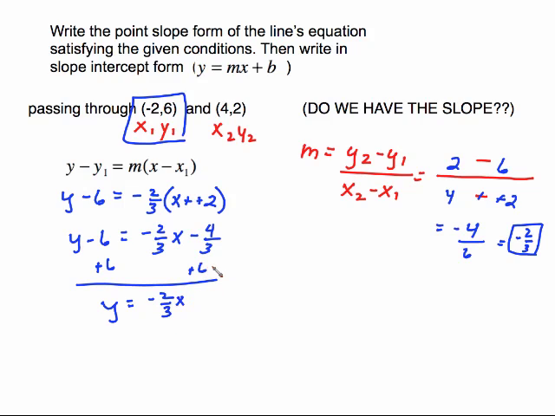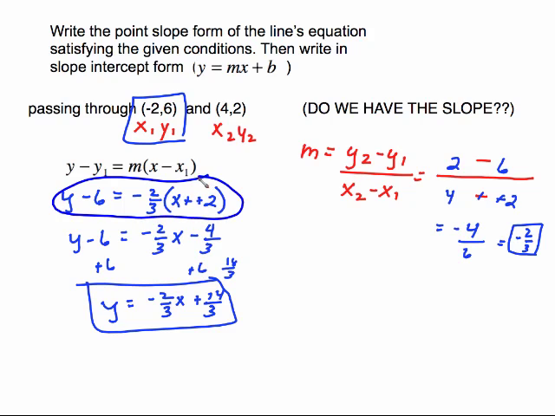If you have to get a common denominator, the common denominator is 3. And then 6 would be the same thing as 18/3. So negative 4/3 plus 18/3 is 14/3. But if your calculator does fractions, you don't have to worry about doing that common denominator stuff. So here is your point slope form, and here is your slope intercept form.